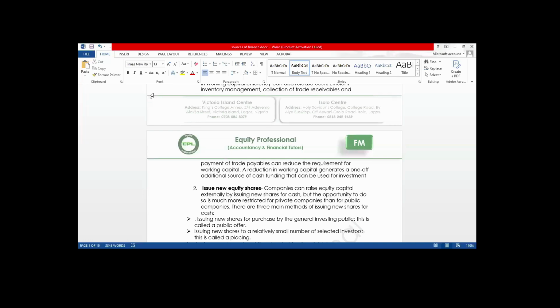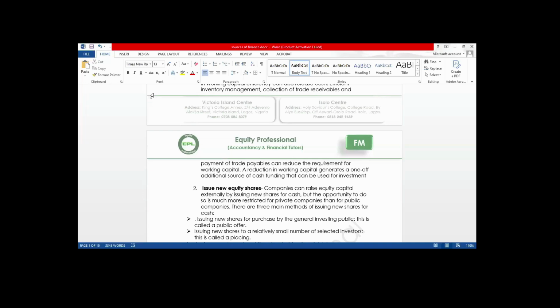If you are able to achieve efficiency in trade receivable collection, when you make sales on credit, that will give rise to trade receivables. That trade receivables must be funded. If your customers pay, if you're able to collect your money from your customers promptly, that means there's efficiency in trade receivable collection.